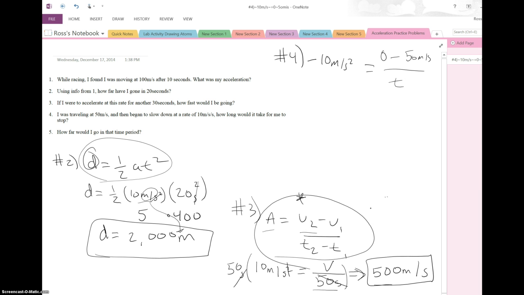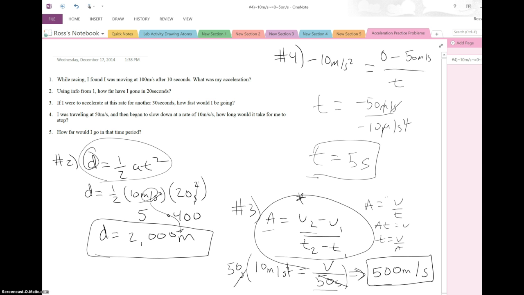Now, if we want to reorganize a equals v over t to solve just for time, we have a t equals v, divide both sides by a, t equals v divided by a. So we could even reorganize this so that t is equal to negative 50 meters per second divided by negative 10 meters per second squared. Since we're solving for time, the m's cancel out, and one s cancels out here. We're left with negative 50 divided by negative 10, so time will equal 5 seconds. For number 5, I'll leave that equation there to remind us.